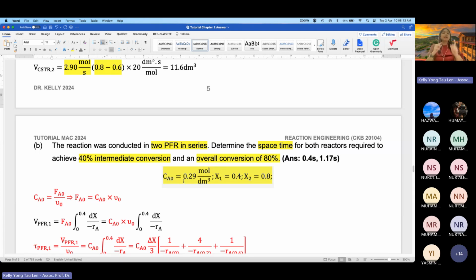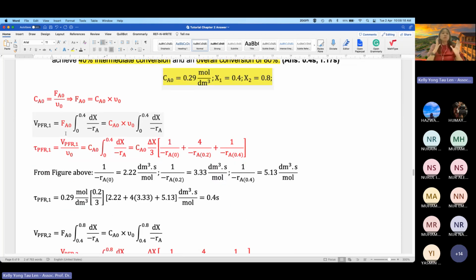Right, so again, come back. How do we solve this question? Okay, so again, I will go slowly, because this is part yang kamu tak biasa. Sebenarnya kamu hanya solve cari volume, okay, cari FA naught. Dalam soalan ni dia suruh kamu cari space time. Okay, so come back again to the design equation first. Regardless of how you got stuck, you know that in order for you to solve reactor in series, dia kena guna formula yang sama. Kamu tak boleh lari pada formula tu, because reactor in series is still using that formula, the same formula.